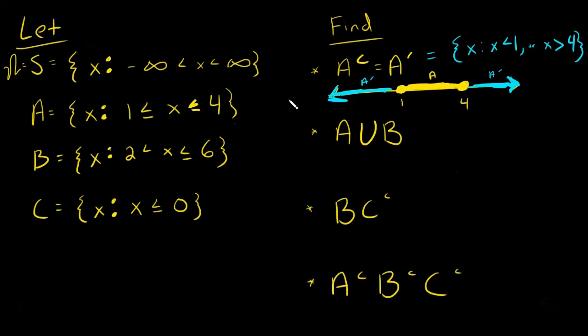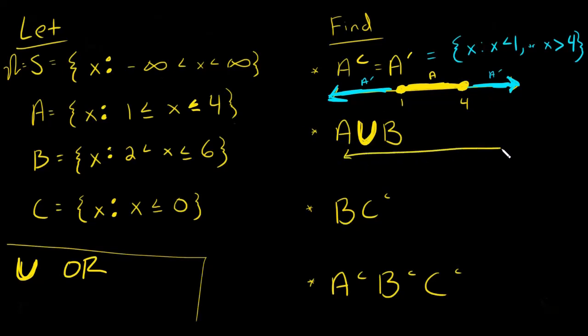All right, next we have union. All right, what does union mean? All right, let's just go and write this down here. Union means or. All right. Union means the elements are part of A or B. All right. So let's draw this out. Let's start with drawing out A. A is from 1 to 4, including 1 and 4. Here's A.